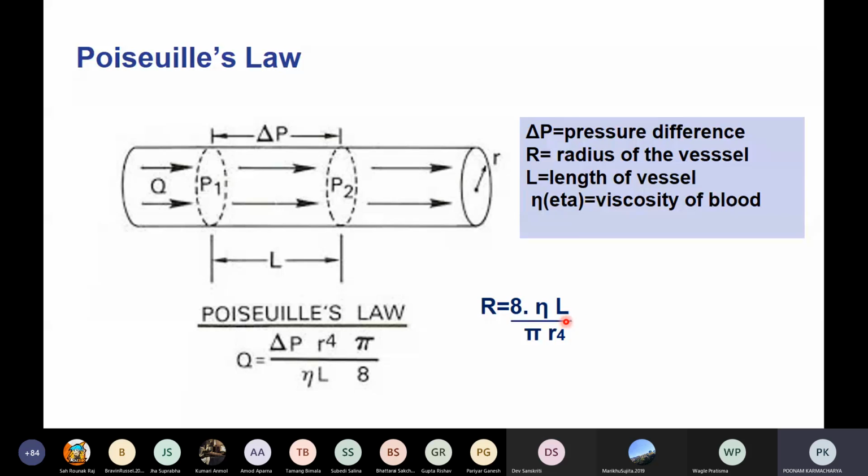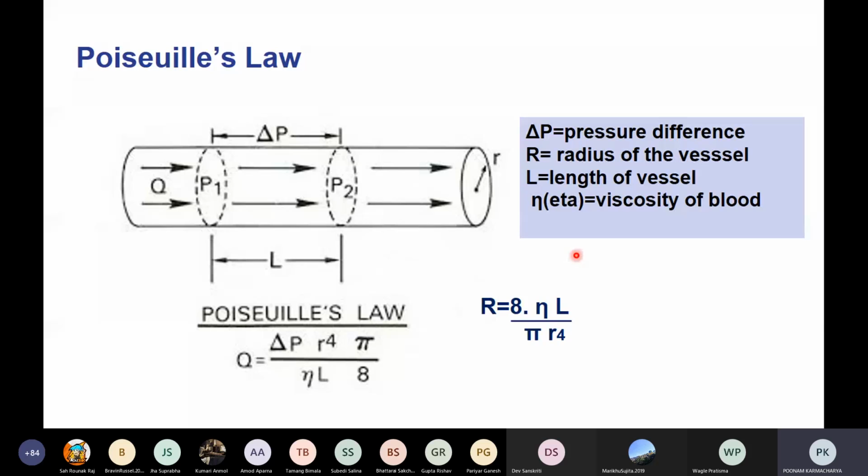According to this formula, if you double the length, what will happen to the resistance? Resistance will be increased, no? So if you increase the length of the blood vessel, there will be increase in resistance, right? But length is not very important for the cardiovascular system, as the length does not change as such. But radius is changing and the viscosity is changing. So how is viscosity changing? As I told you earlier, hematocrit.